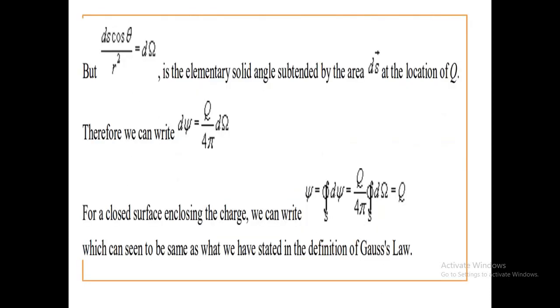Here dS cos theta by r square is equal to d omega, the elementary solid angle subtended by the area dS at the location of Q. Therefore, we can write the flux as Q by 4 pi into d omega. For a closed surface S enclosing the charge, we can write the total flux as closed integral over S of d omega, which is equivalent to Q by 4 pi into 4 pi, which is equal to Q.